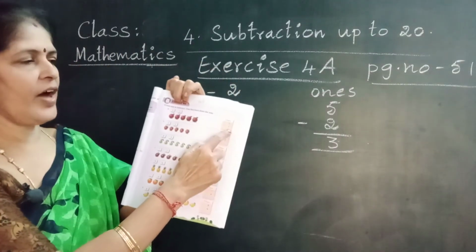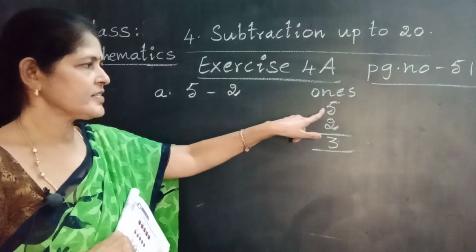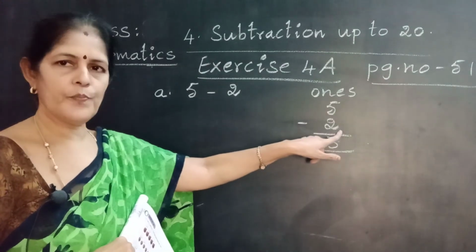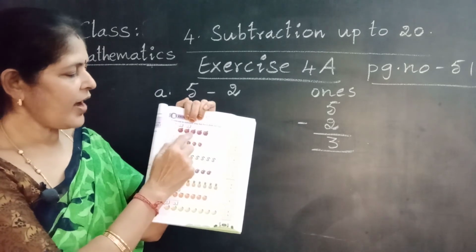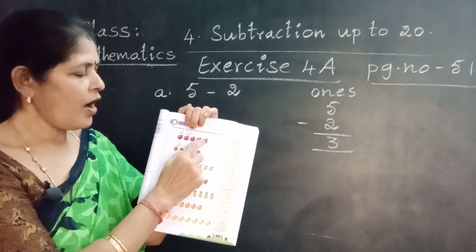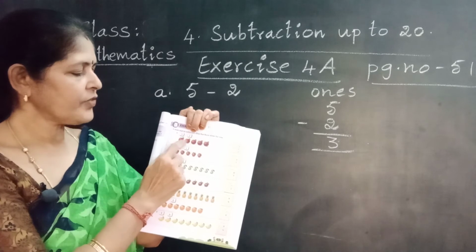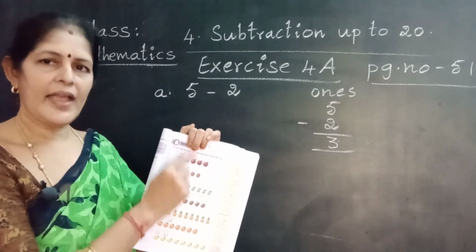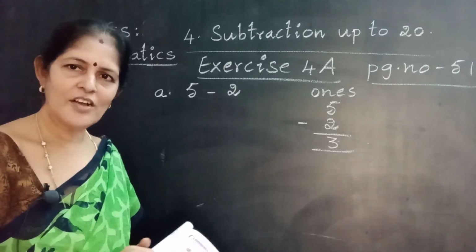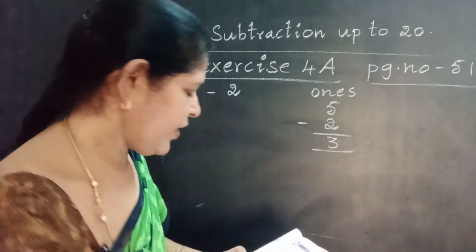Already they are given for you. This is read as 5 minus 2. Here there are 5 pomegranates. 2 are crossed out. Left are 3. 5 minus 2 equal to 3. Go to the second one, Nana.